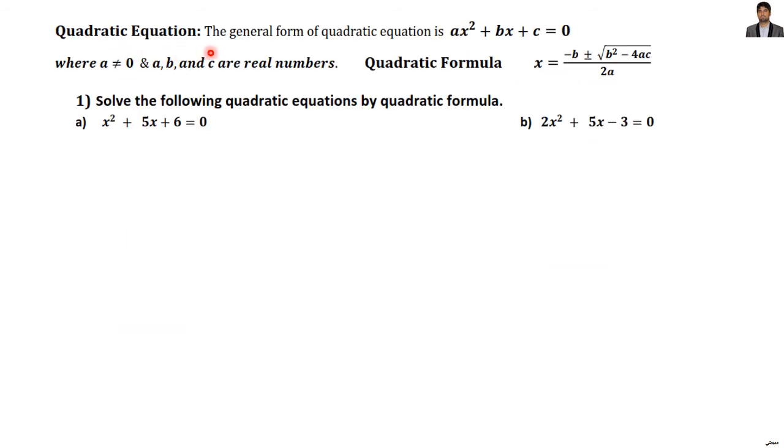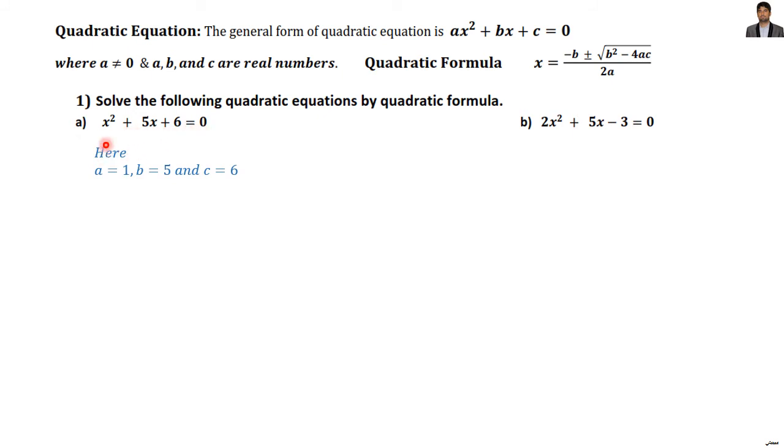Quadratic equation. The general form of a quadratic equation is ax squared plus bx plus c equals 0, where a is not equal to 0 and a, b, c are real numbers. Quadratic formula is given as: Number 1, solve the following quadratic equations by quadratic formula. Part A, x squared plus 5x plus 6 equals 0.